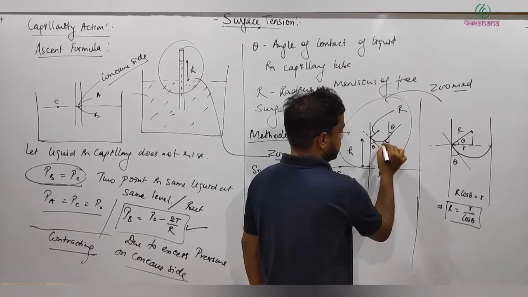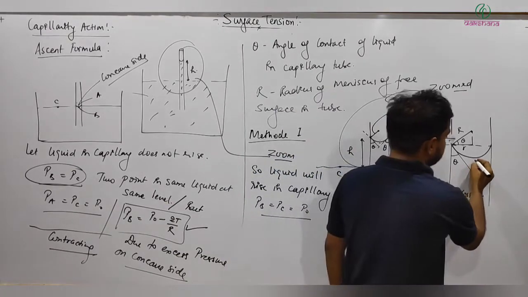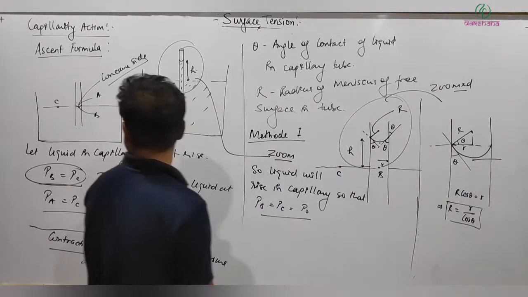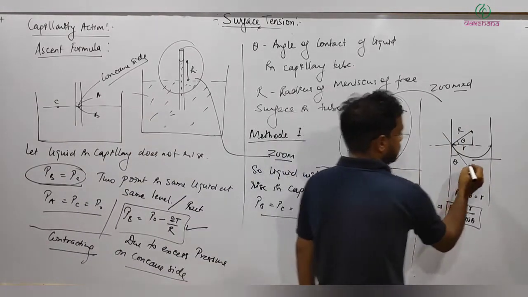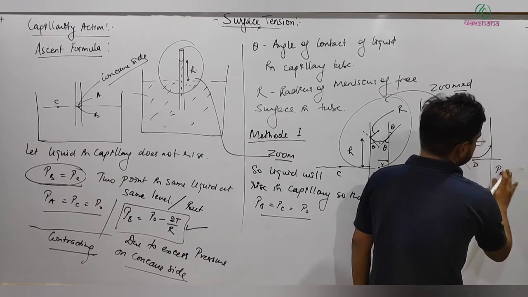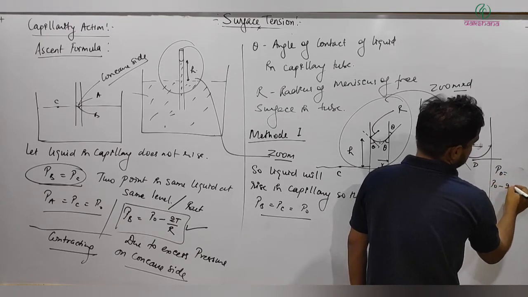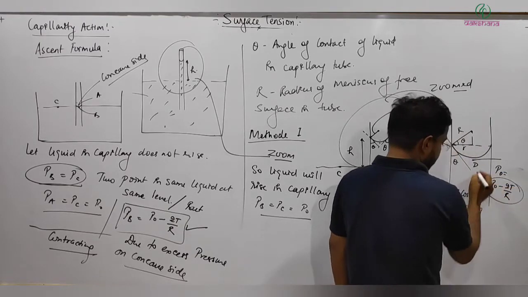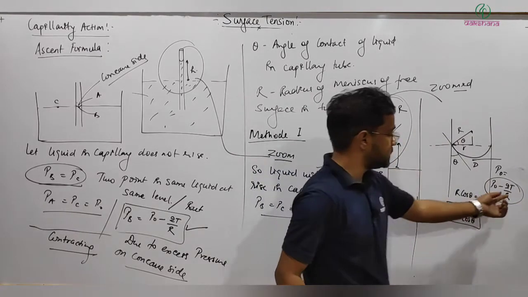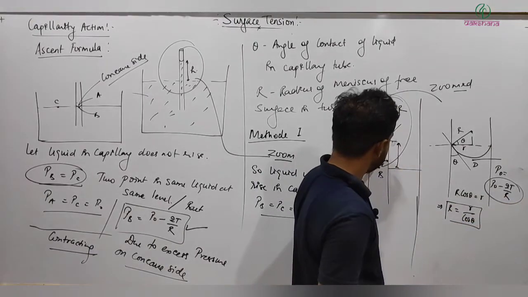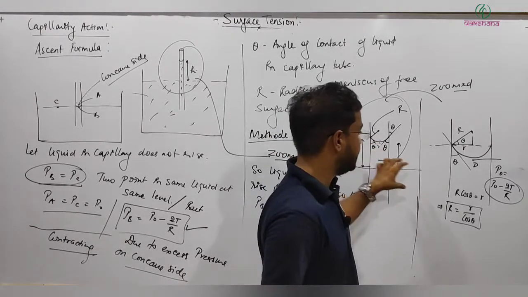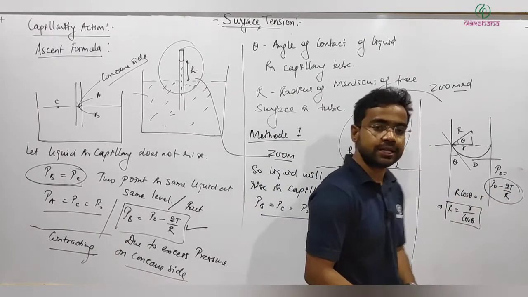At this point, I have not marked point D, so let me write this is point D. So PD can be written as P naught minus 2T by R. So at point B, the pressure should be equal to P naught. This 2T by R should rise. This rise in height should be balancing this 2T by R pressure, right?